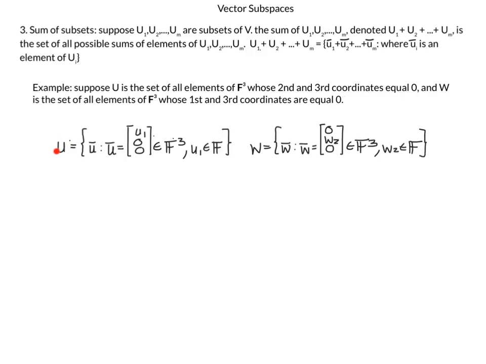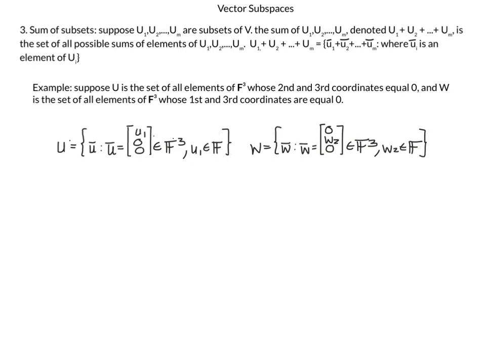Here I've written what the set U looks like, the subset U of F3. So F3 means there are 3 coordinates. And here we say the second and third coordinates equal 0. So U are the vectors such that we have a first coordinate, which we'll just call U1, and then we have 0, 0, elements of F3. So U1 could be a real number, it could be a complex number. So U1 is in F.